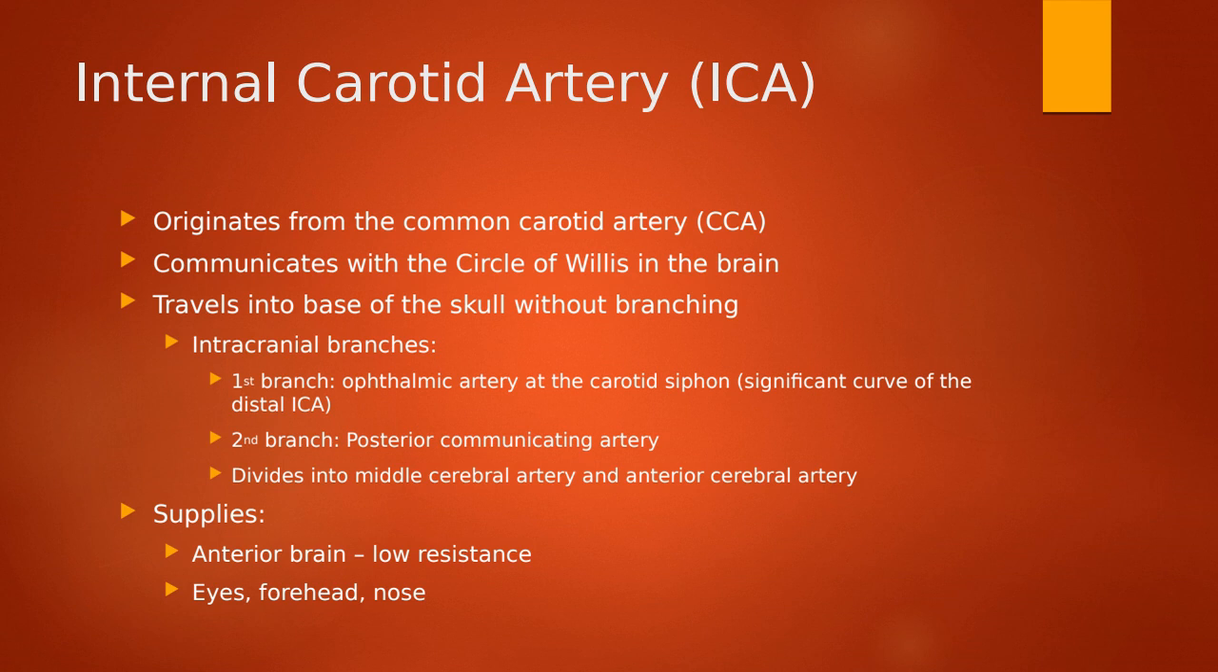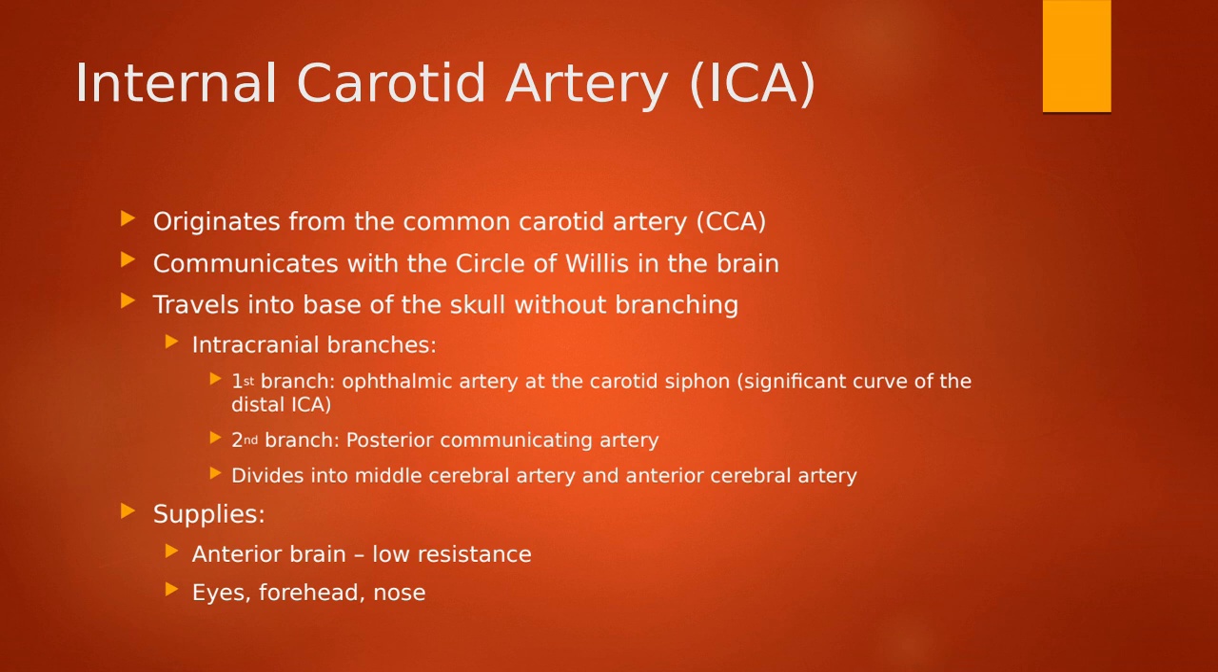Once it's now inside our cranium, it's going to have two branches that come off it. The first branch is going to be the ophthalmic artery, and then the second branch is going to be the posterior communicating artery. Once those two branches come off it, it's then going to split into the MCA and the ACA, the middle cerebral artery and the anterior cerebral artery. The ICA itself, the majority of it is going to go and supply the anterior tissues of our brain.